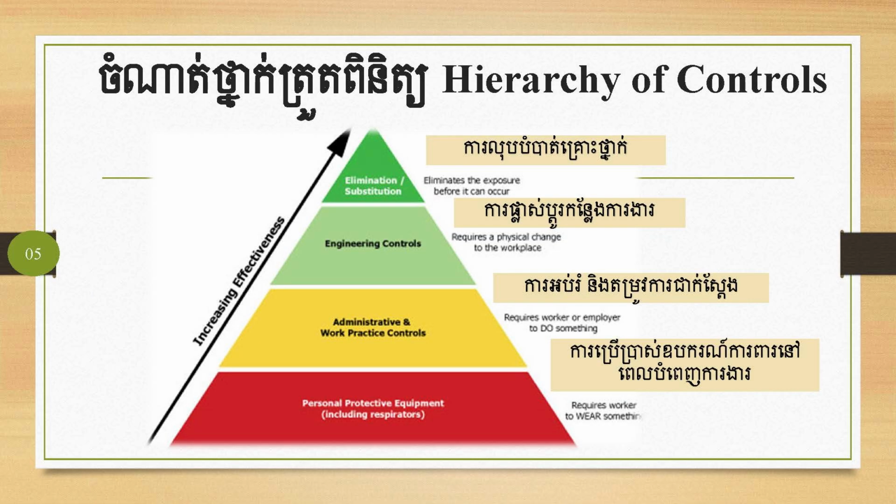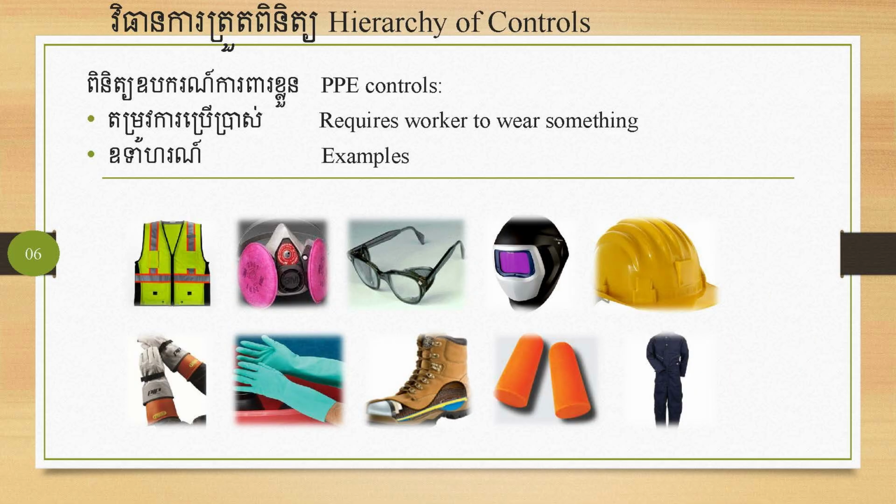5. Hierarchy of controls. Elimination/substitution. Engineering controls. Administrative and work practice controls. Personal protective equipment, including respirators. 6. Hierarchy of controls. This requires workers to wear specific equipment. For example, a worker must wear properly fitting and high-quality PPE.